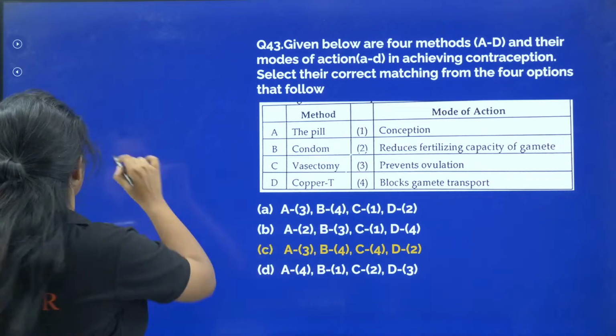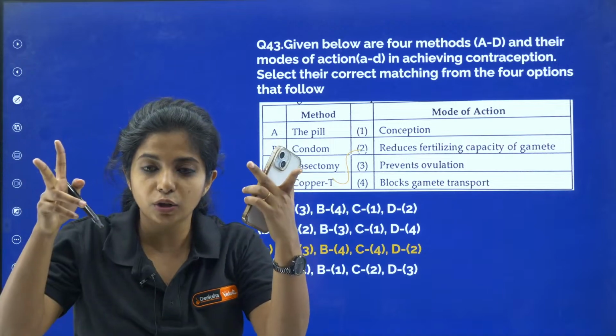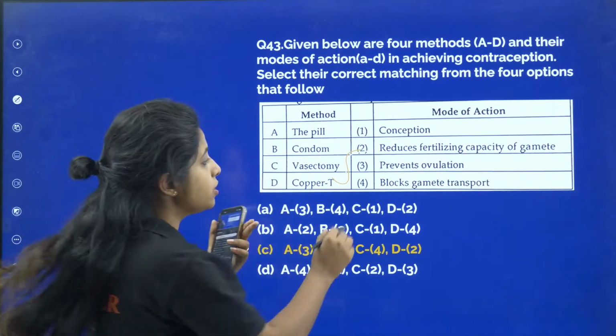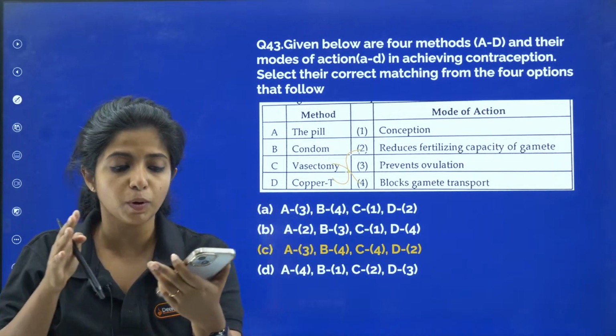Copper T is a what? It is a copper releasing IUD. Now vasectomy means you are cutting the vas deferens. If you are cutting the vas deferens, you are blocking the gamete transport. Condom again is a physical barrier, does not allow the sperm and the egg to meet.